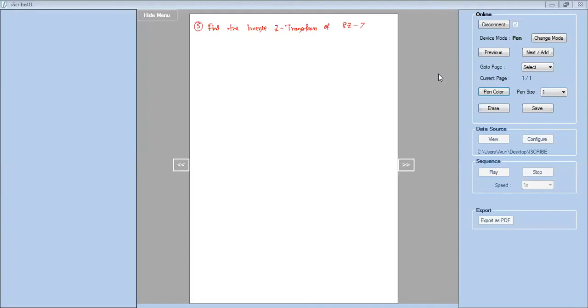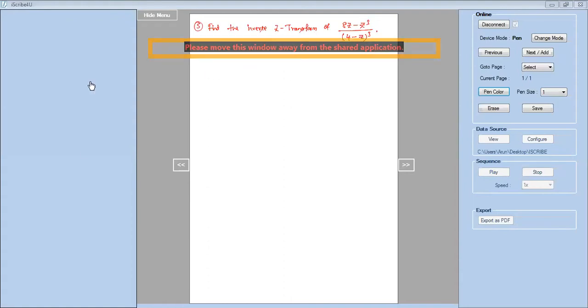z cube divided by 4 minus z whole cube. So this is the problem here. Oh, just a minute. So I want to find the inverse z transformation for this. So let us see how to find.